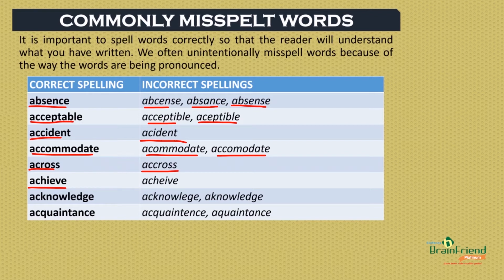Moving on, we have the word achieve, which is spelled as A-C-H-I-E-V-E, but it is wrongly spelled as A-C-H-E-I-V-E. Also, we have the word acknowledge, which is spelled as A-C-K-N-O-W-L-E-D-G-E, but it is wrongly spelled as A-C-K-N-O-W-L-G-E or A-K-N-O-W-L-E-D-G-E.